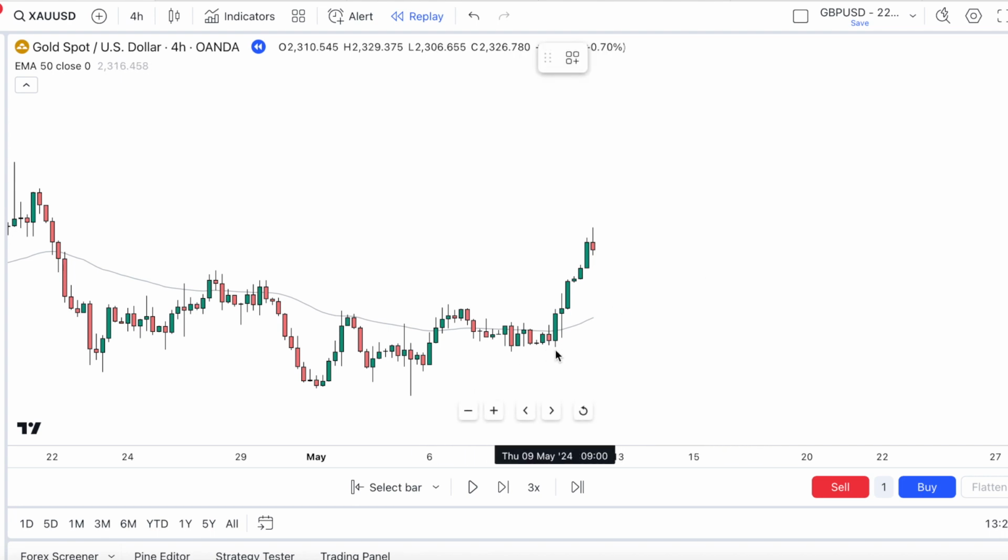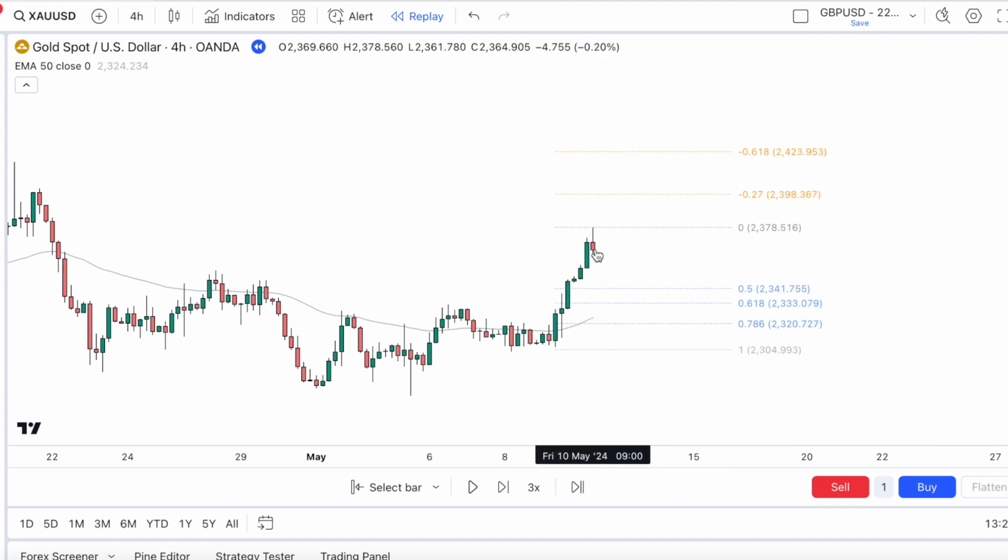So again, let's just say we've established that leg to the upside has now finished. We're starting to pull back, as you can see here. Now we know that gold loves the 50% and the 61.8, so we'll keep those levels on for now.